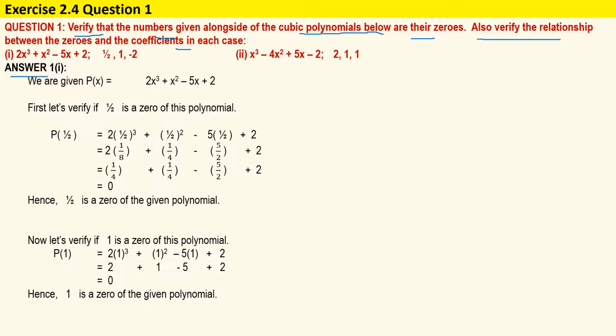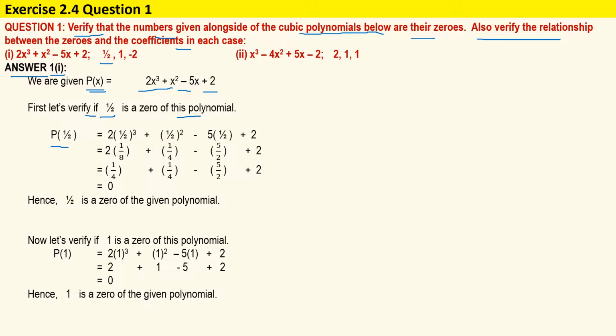Let's solve question number 1, part 1. We are given the polynomial and let's denote it by p(x). That p(x) is equal to 2x cubed plus x squared minus 5x plus 2. And we are also given the number 1/2. So let's verify whether 1/2 is a zero of this polynomial or not.